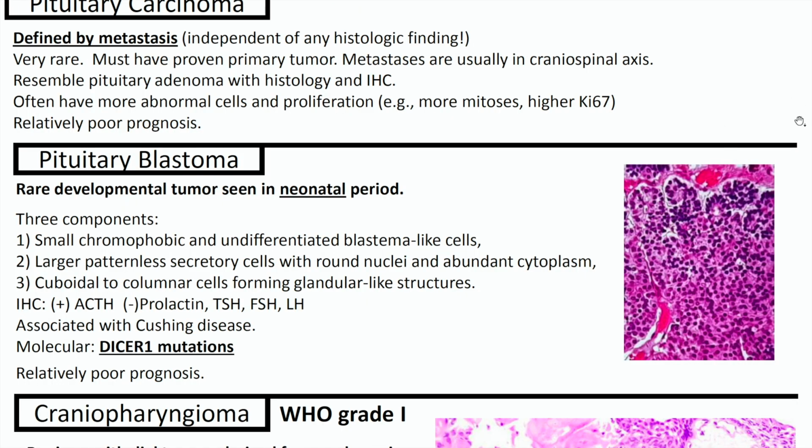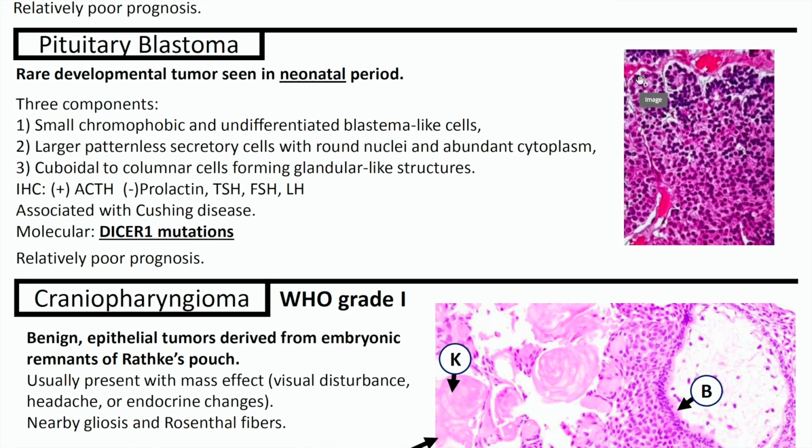All right, next up we've got pituitary carcinoma. This is defined by metastasis, independent of any histologic finding, very rare, and you must have a proven primary tumor. Metastases are usually in the craniospinal axis, and they resemble pituitary adenoma with histology and IHC, often having more abnormal cells and proliferation with a relatively poor prognosis.